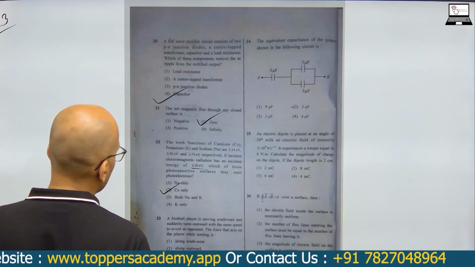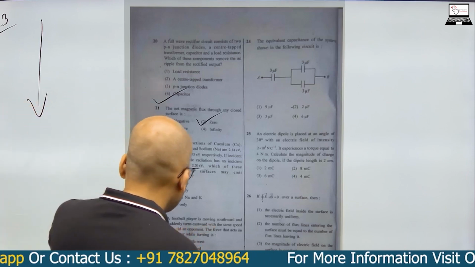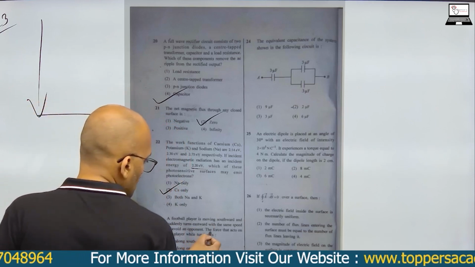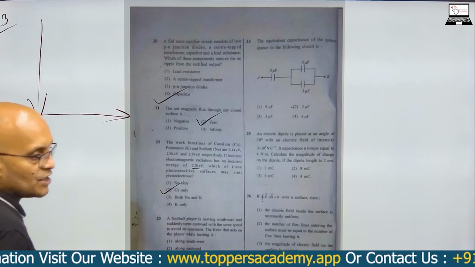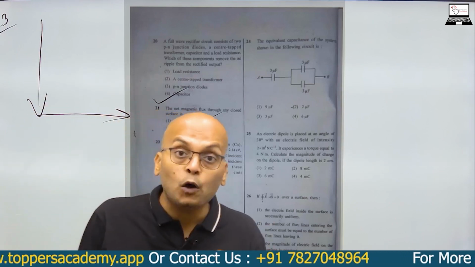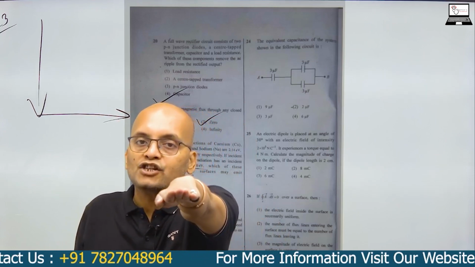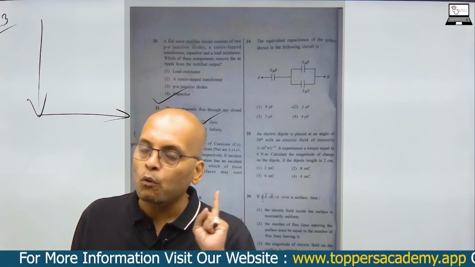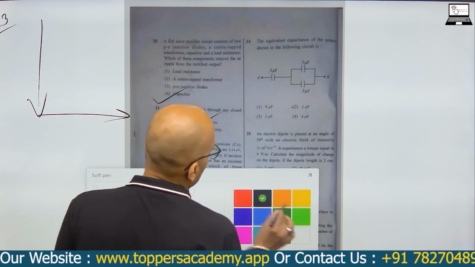A football player is moving in the southward direction, and suddenly turns eastward. The force that acts on the player while turning is, now please see, if he is moving in the southward direction and now he is turning towards east, that means his motion in the south has stopped. You are moving in a particular direction and then you stop moving in that direction. So what does it mean? That means a force is acting in the opposite direction.